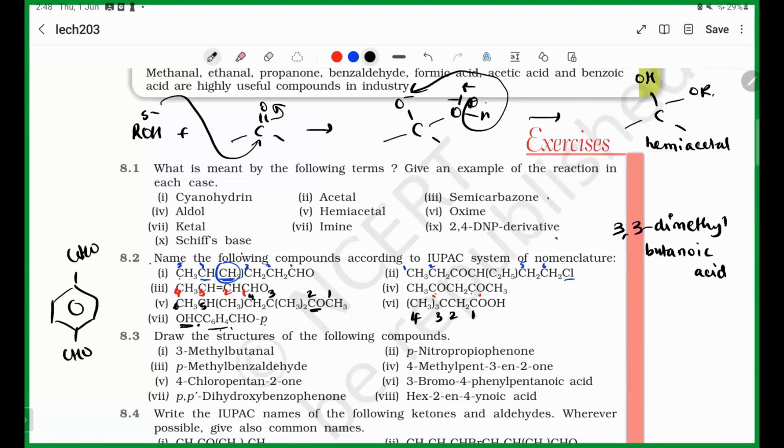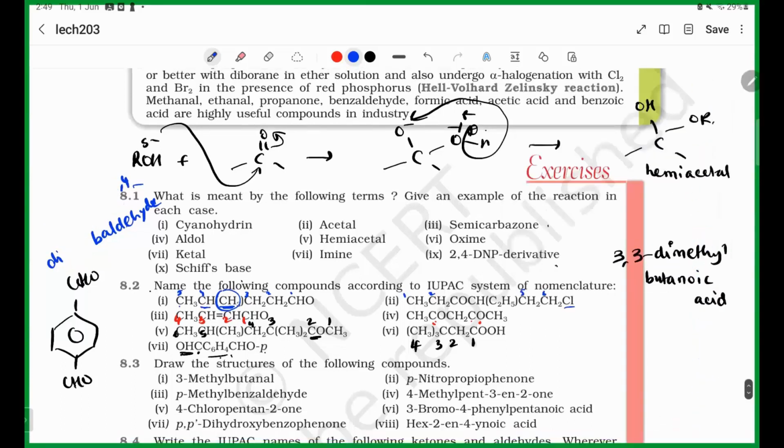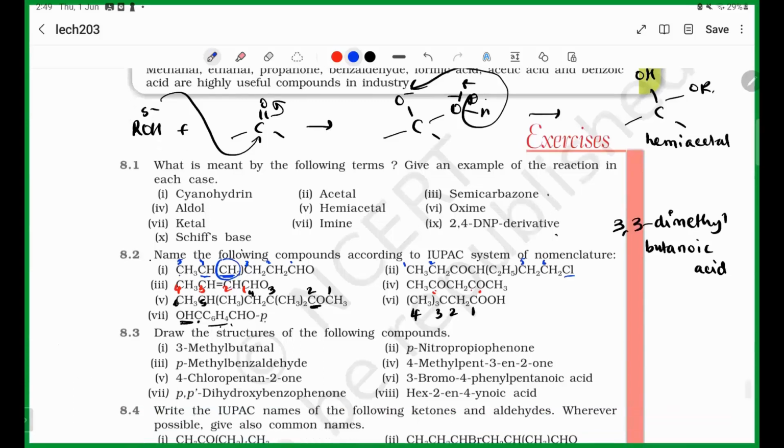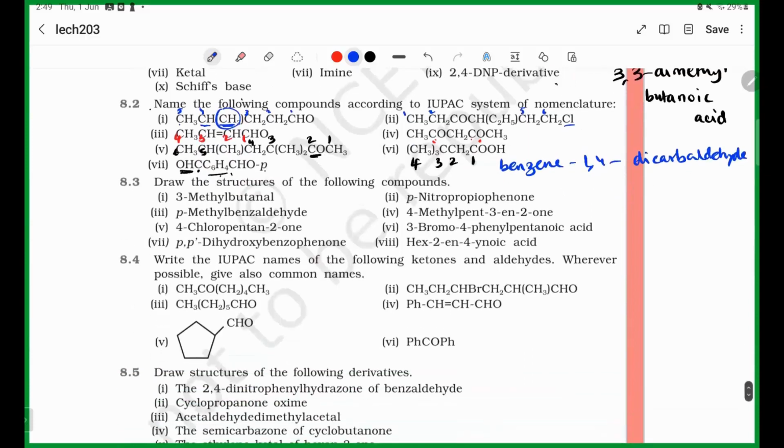Well, you know that the actual name for this is not acetaldehyde. Acetaldehyde is just a common name. The actual name of this is benzene carbaldehyde. In this case, there are 2 such carbon atoms, so it is dicarbaldehyde. But where are the CHOs? At 1 and 4. So therefore, in this context, the answer is benzene-1,4-dicarbaldehyde.